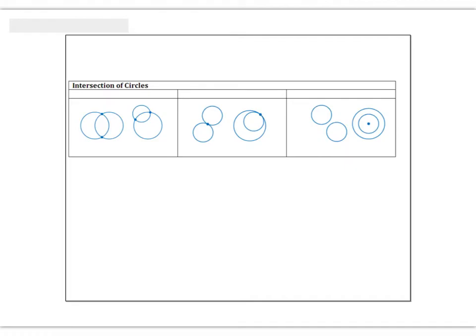Take a look here. You can see in this first little box on the left that these circles intersect each other. These particular circles have two points of intersection, meaning they intersect in two spots. The next box, you can see they have one point of intersection. And finally, in this last box, there aren't any points of intersection.